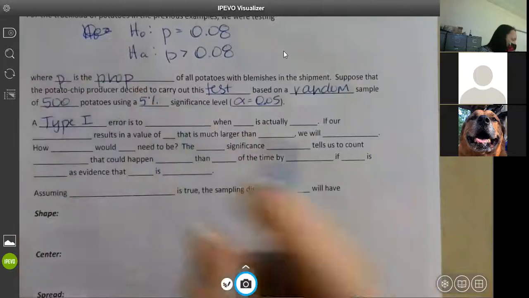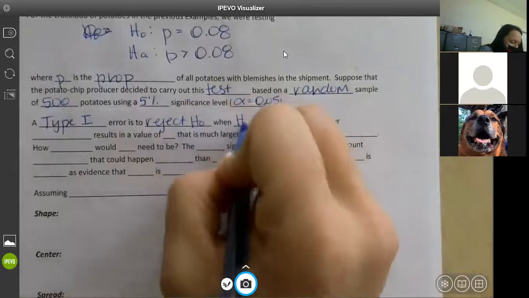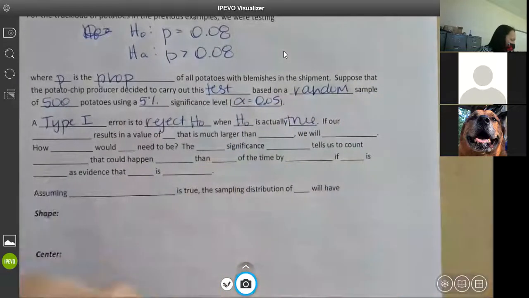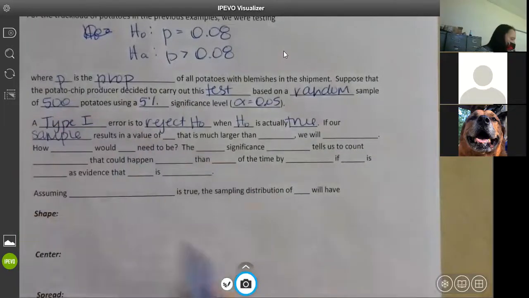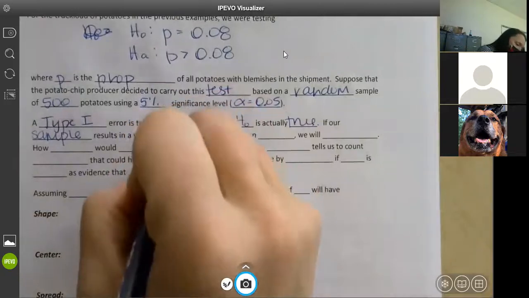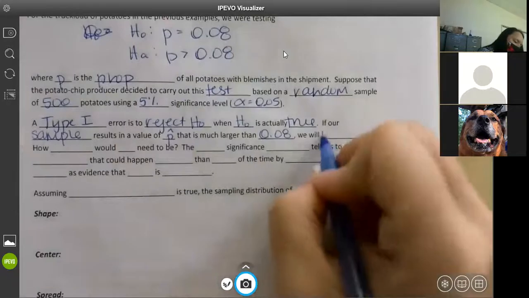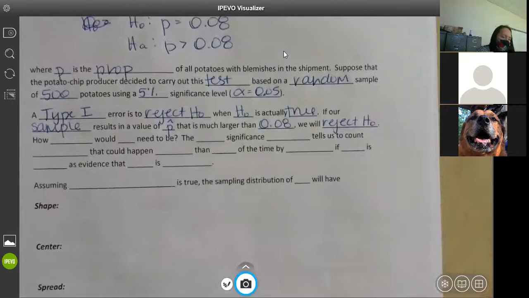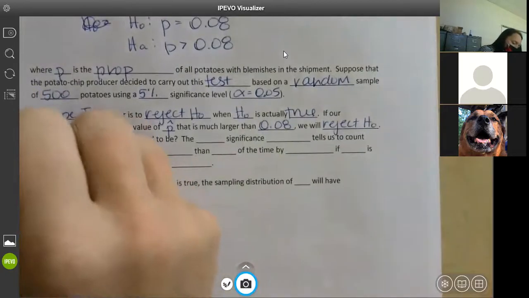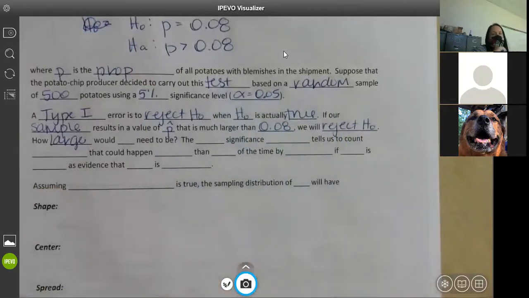The type 1 error is to reject H sub O. Again, we already know this. When it's actually true. If our sample results in a value of p hat that is much larger than 0.08, we will reject H sub O. So this is this 0.08 rejecting it compared to the alpha level. So whatever we decide compared to the p-value.